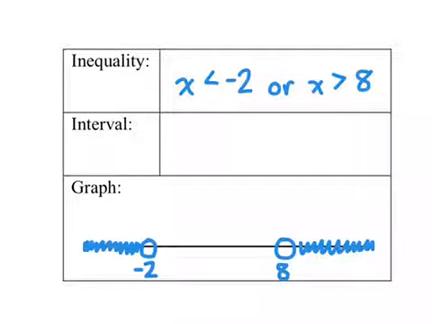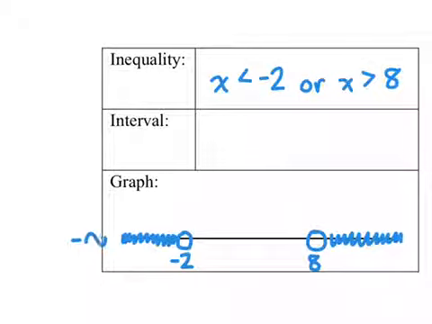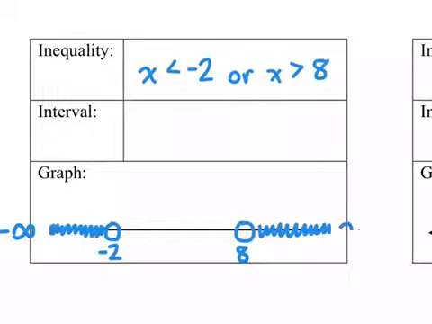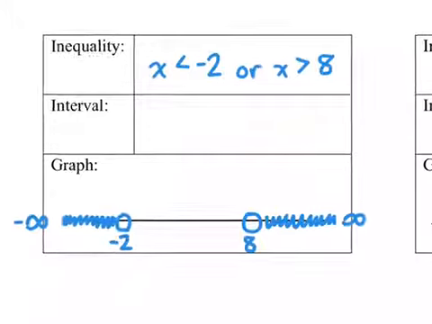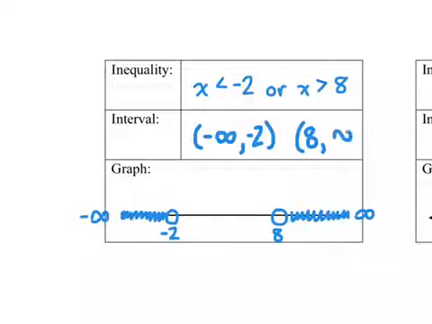Now I like to take that graph and use that graph to help tell me what my interval will look like. Now remember, we have negative infinity over here, and over here we have positive infinity. So I have two areas of my number line shaded, so I'm going to end up with two intervals. You see I have one that goes toward negative infinity and comes up to negative 2, and it stops. And then I have another endpoint at 8, and that is going to continue toward positive infinity.